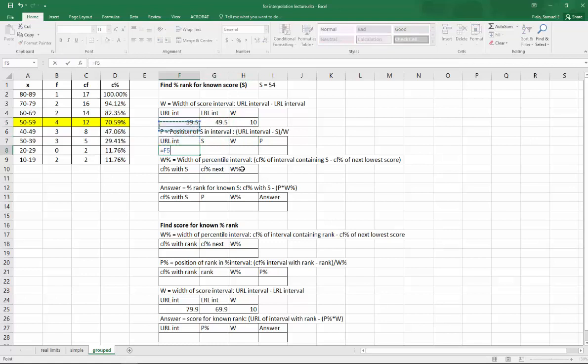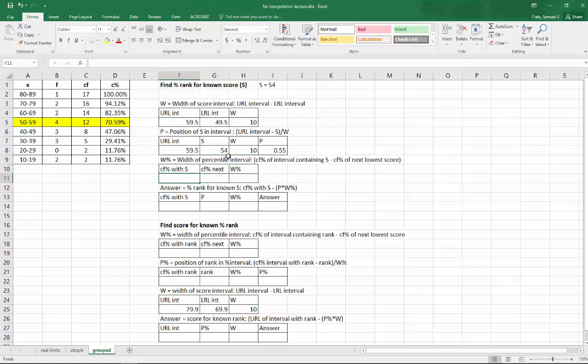We just said the upper real limit of the interval was 59.5. The score we're looking for is 54. The width we just calculated was 10. So P is equal to, parentheses, upper real limit minus the score. So how far away it is divided by how big the interval is. Oops. So divided by, don't forget your backslash, divided by how big it is. And that gives me its position. Okay, that's part of halfway up that interval.